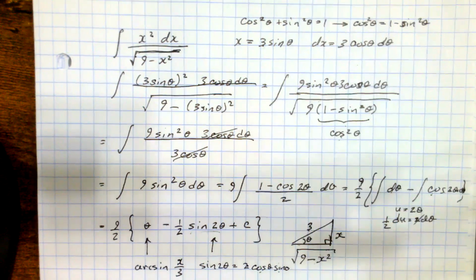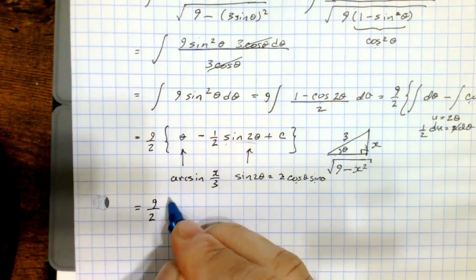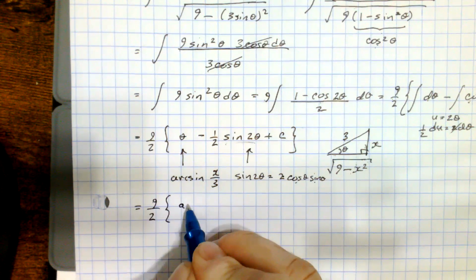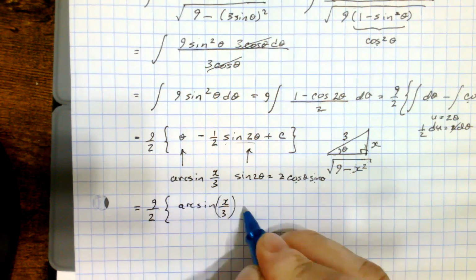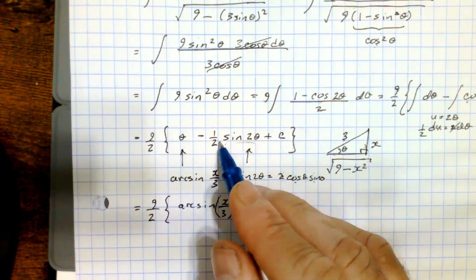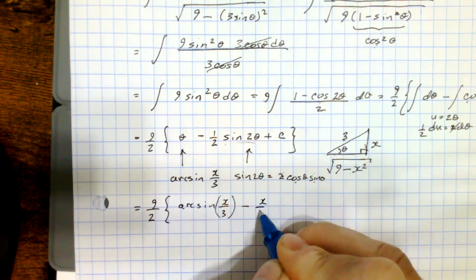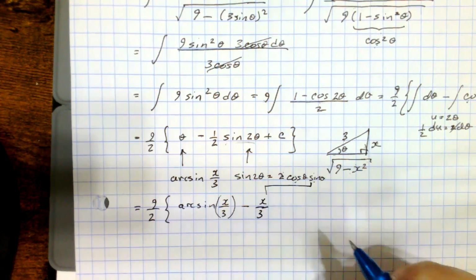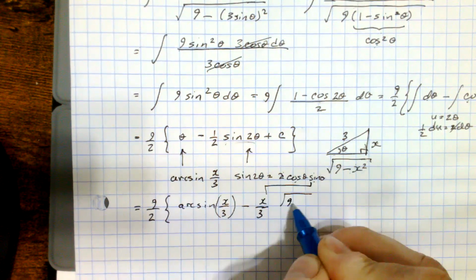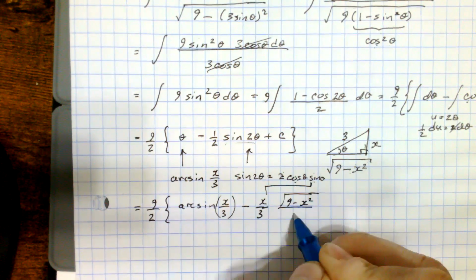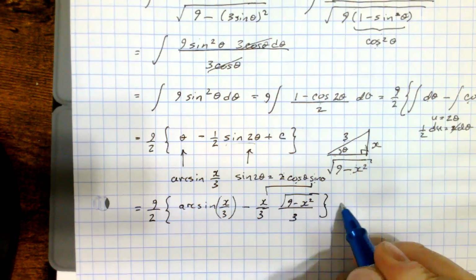All right. So putting all of that together, we're going to have 9 over 2 times arc sine of x over 3, that's the first part, minus, the 2 and the 1/2 will cancel, so we don't have to worry about those. The sine of theta, we already know, is x over 3, so let's write that here. Then the cosine of theta is going to be this part divided by that. So it'll be the square root of 9 minus x squared, all divided by 3, the hypotenuse. And then plus C.